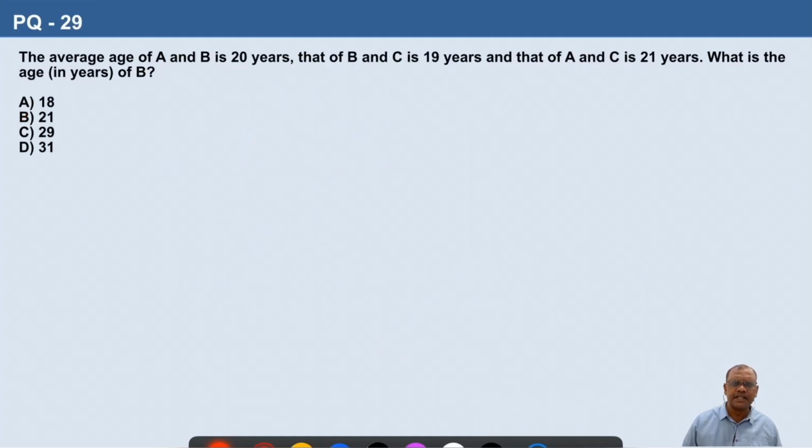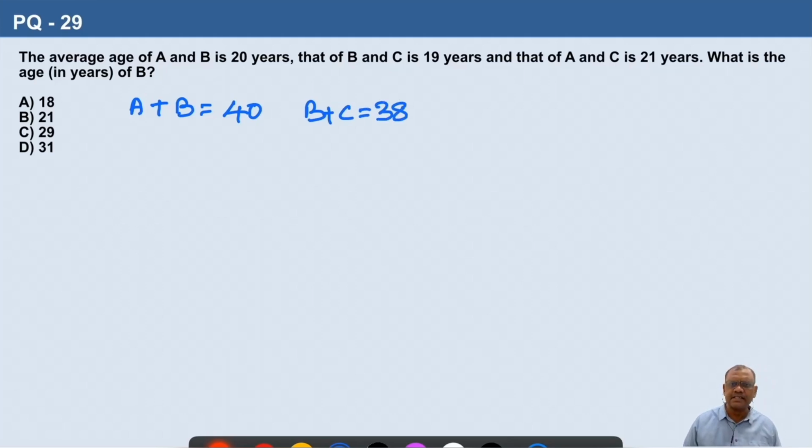Question number 29. The average age of A and B is 20 years. So the sum will be 20 into 2, that is 40 years. And that of B and C is 19 years. So their sum would be 19 into 2, 38 years.